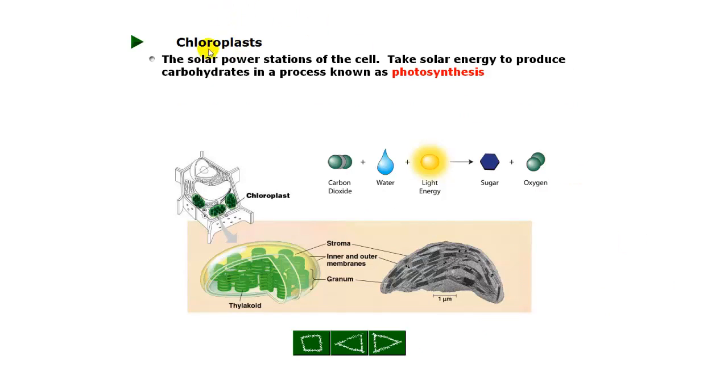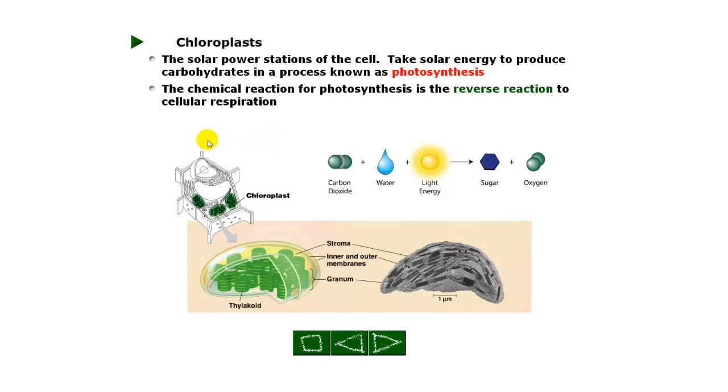Chloroplasts. Again, we're talking about plant cells here now. These are the solar power stations of the cell. They take solar energy and they produce glucose in a process known as photosynthesis. You know what photosynthesis is? Basically, it's the reverse reaction to cellular respiration. You just looked at cellular respiration where you took oxygen and sugar and produced energy. Now, in photosynthesis, a plant in these chloroplasts can take carbon dioxide from the atmosphere, water from its root system, solar energy, and produce carbohydrates. And then you come along and rip the carrot out of the ground and you eat it. So that's how you get that energy into your body.